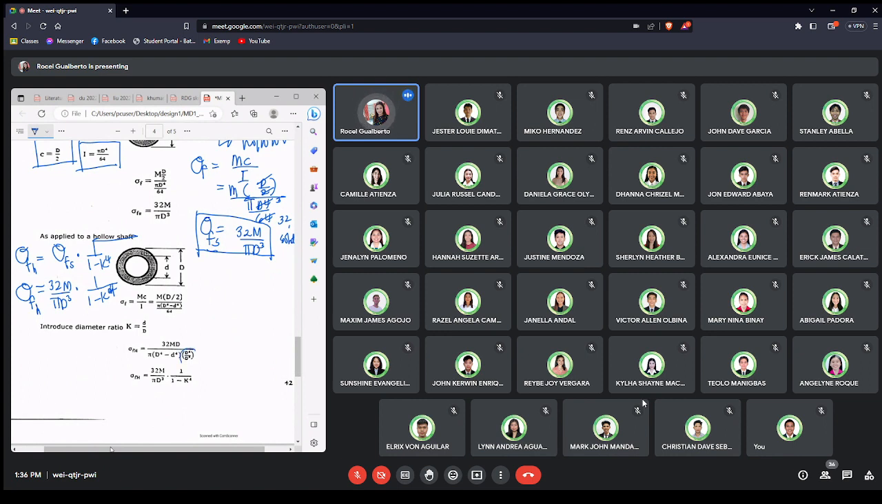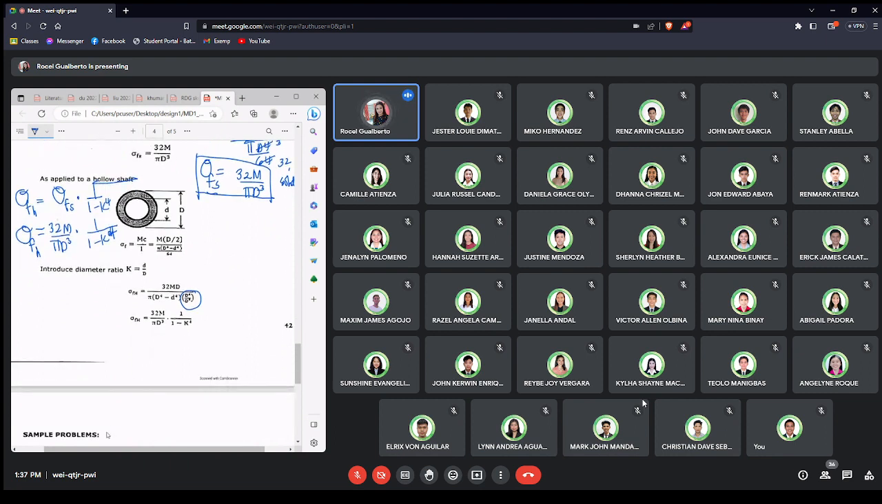And then, minultiply po natin ang d to the fourth over d to the fourth. That is why we come up with the hollow factor. Same derivation lang din po kanina doon sa torsion. So, lagi lang po natin tandaan, if it is hollow, that would be the stress of the solid multiplied by yung factor po na 1 over 1 minus k to the fourth.